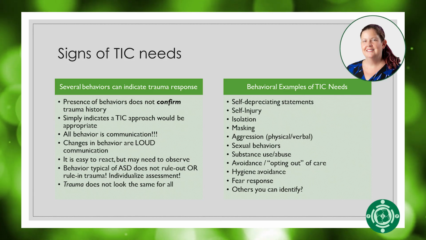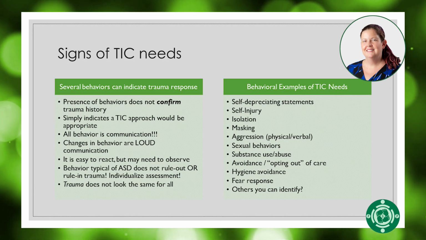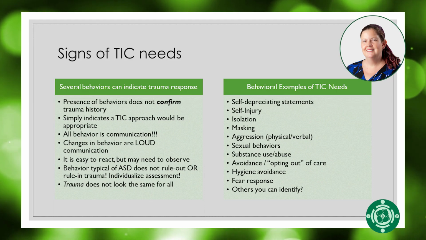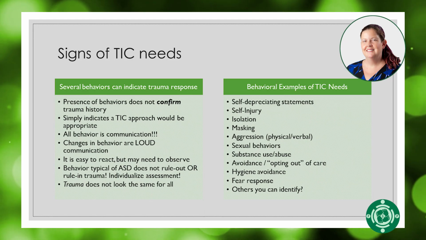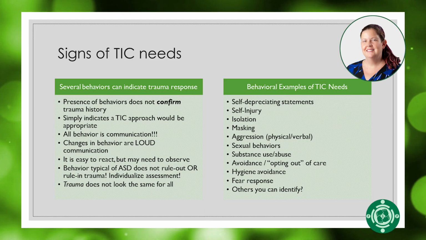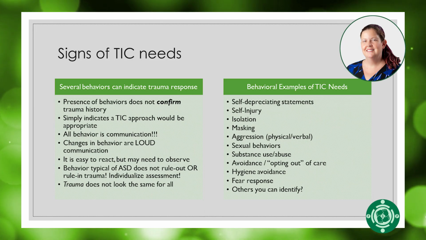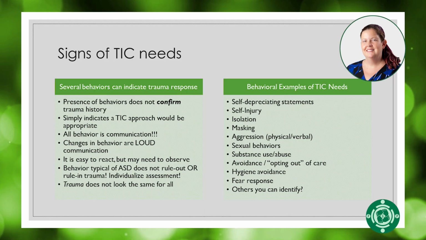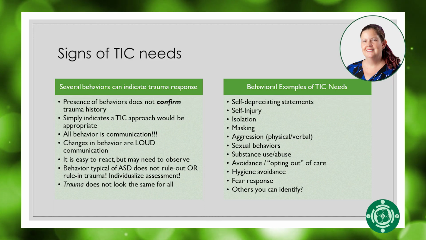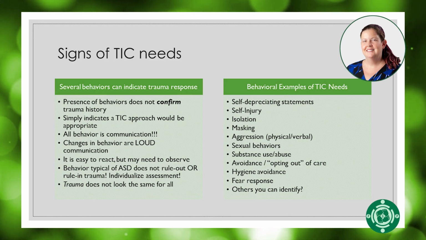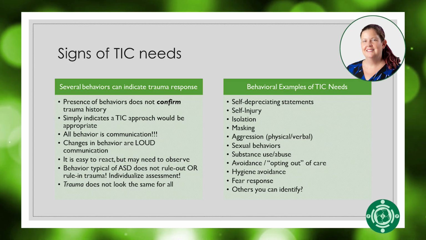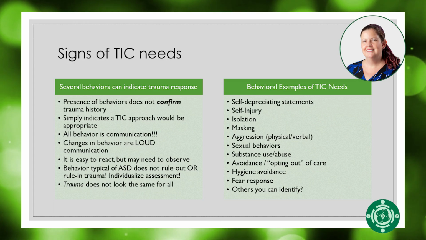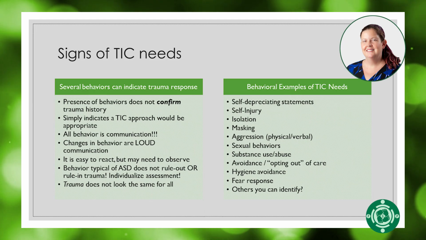Isolation and increased masking are also signs. I say increased masking because we know some masking does happen, but when it seems to be more so. So they're mimicking others a lot more than they were before, or their communication has changed, or they're just isolating from others. Something has changed. Hygiene avoidance also. All three of those could be products of a history of bullying, abuse, or neglect.